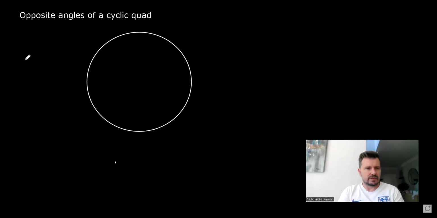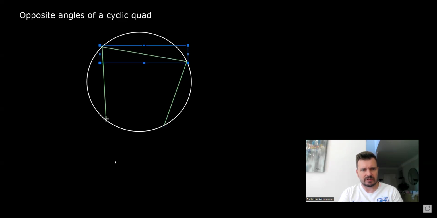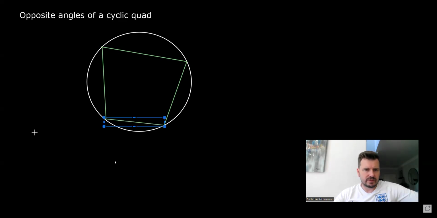Okay. The next one we have to know is opposite angles of a cyclic quad. So a cyclic quad is a quadrilateral where all the points are on the circumference of a circle. And if that happens, we call it A, B, C, and D. So opposite angles of a cyclic quad are not equal, they are supplementary.